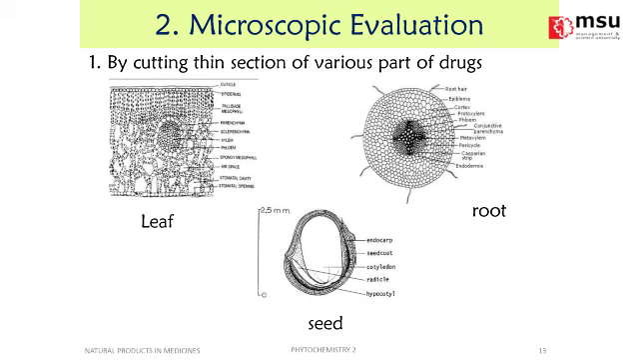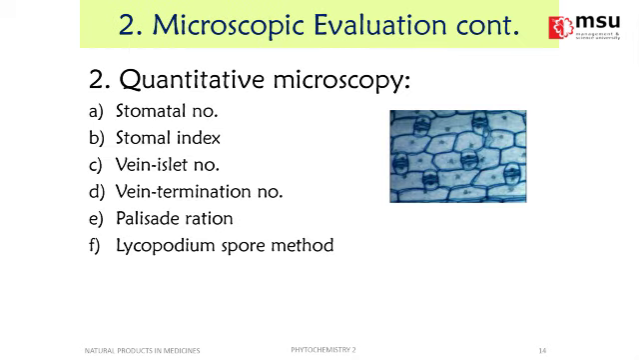Is this quantitative or qualitative? Qualitative, because we are not measuring anything, unless we are counting. The number of what? Stomata. The number of what? Lycopodium. We also have the number of, for example, guard cells or veins, vein-islet, depending. This one is a quantitative microscopy. So identifying in terms of the stomata, the guard cells, and of course vein-termination.